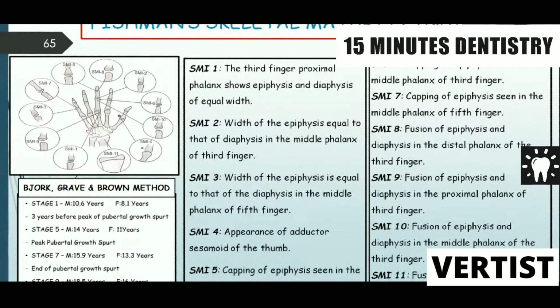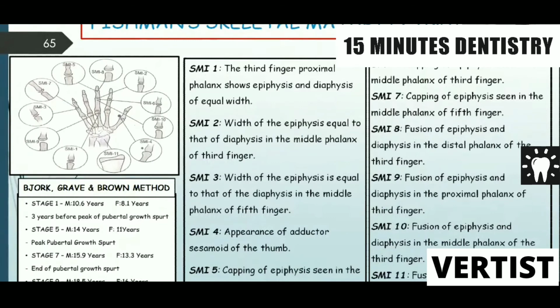Another way I have shown in the diagram, just below your diagram of these indices, is another method which was suggested by Bjork and Brown, where they say that in case of stage 1, the child's age in case of males is 10.6 years, and in case of females it is 8.1 years. That is 3 years before the peak of pubertal growth spurt. Stage 5, females at the age of 14 years, males at the age of 11 years. It signifies peak pubertal growth spurt.